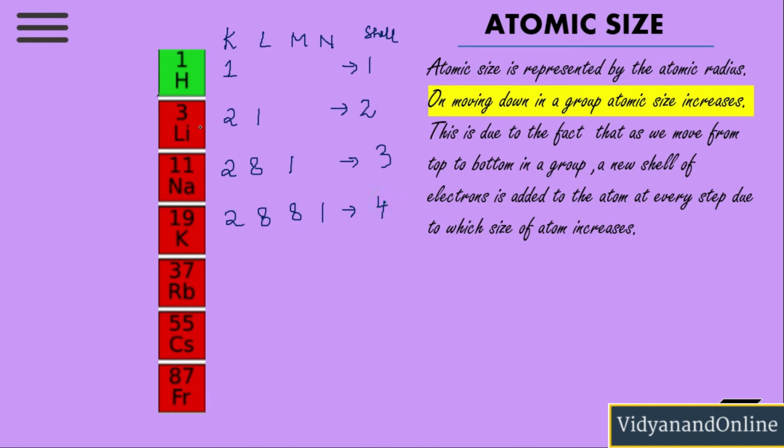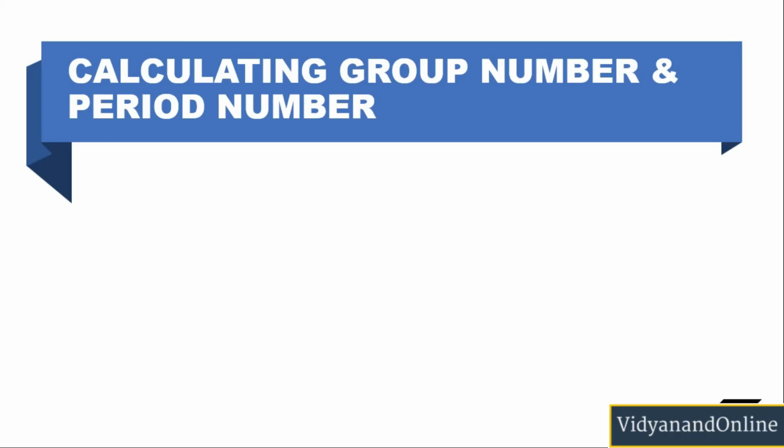4 shells. So if you see here, as we are moving down in a group, the new shells are added at every step, and that is why we can say on moving down in a group, the atomic size increases. Now here is a very small concept in which we are going to understand how to calculate group number and period number of a given element.